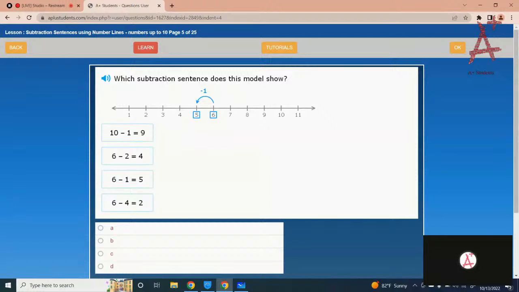Okay, which subtraction sentence does this model show? Who knows the answer? If any of you knows the answer, please write the answer in live chat. Use the live chat option to write the answer for me so that I can see who knows the answer.